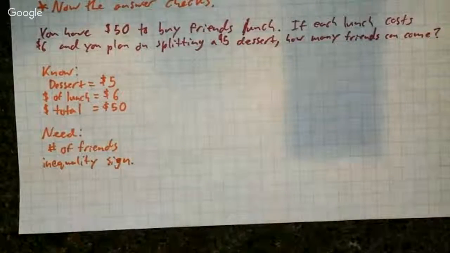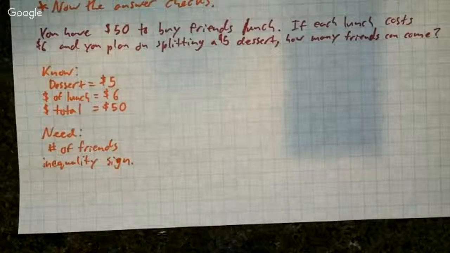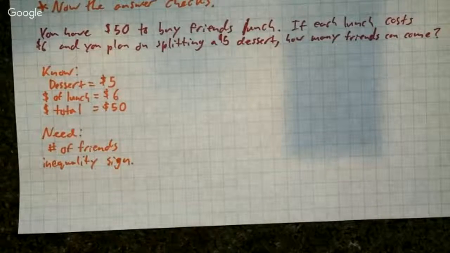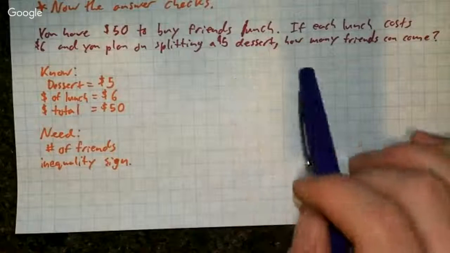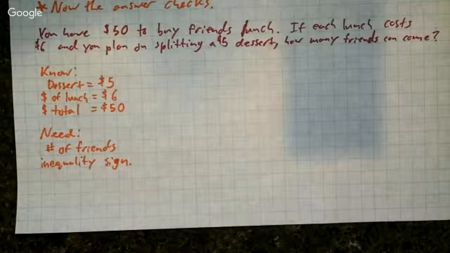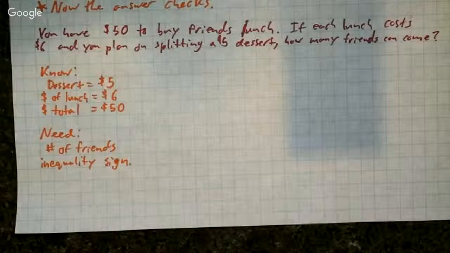Okay, so let's take a look. What can be our inequality sign first? That's what I want to know. We have $50 and we're going to be paying for some stuff. How many people can come? So what is the absolute limit we can spend?